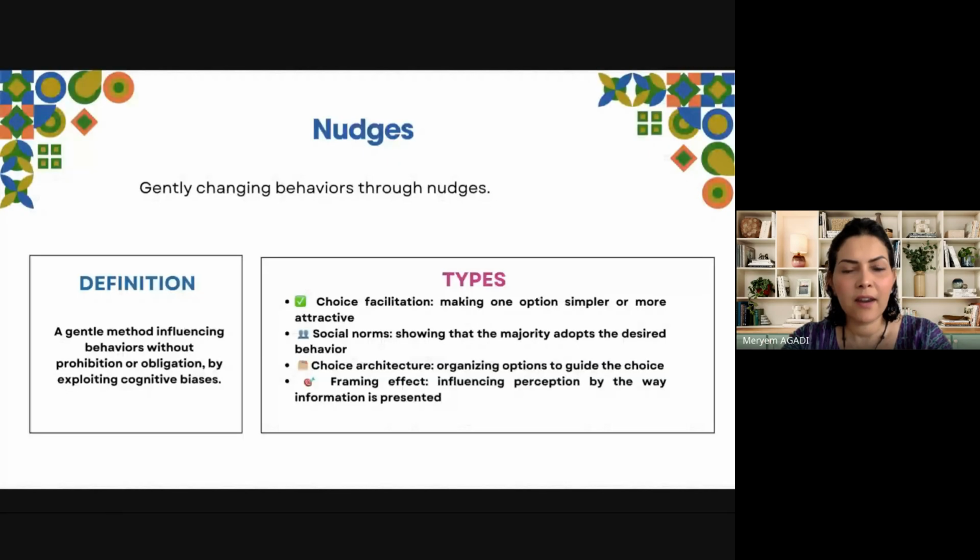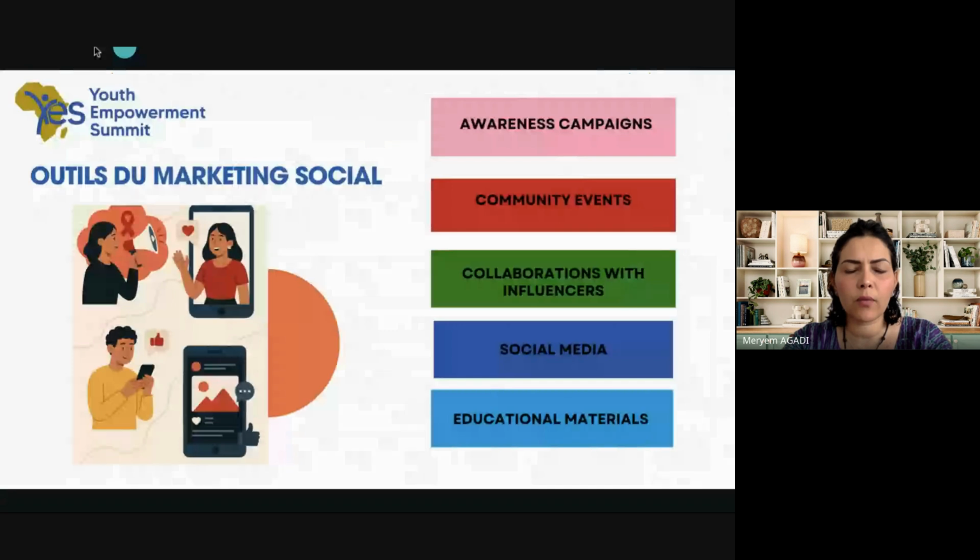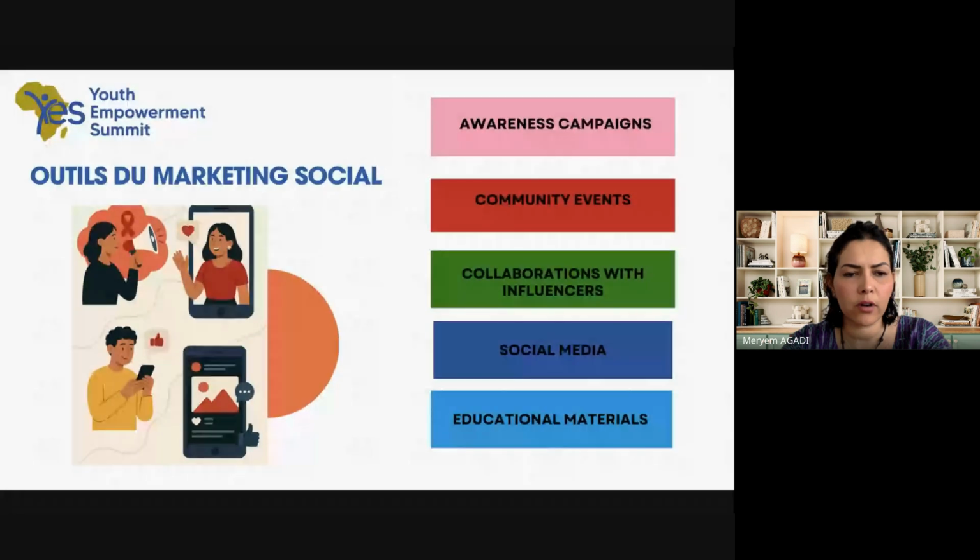And here we come to the nudge. Who has heard about nudges before or used nudges before? Maybe you can share your experience with nudges. Yes, please. I would love to hear from Bocello or Ewurama. Are you here, guys?